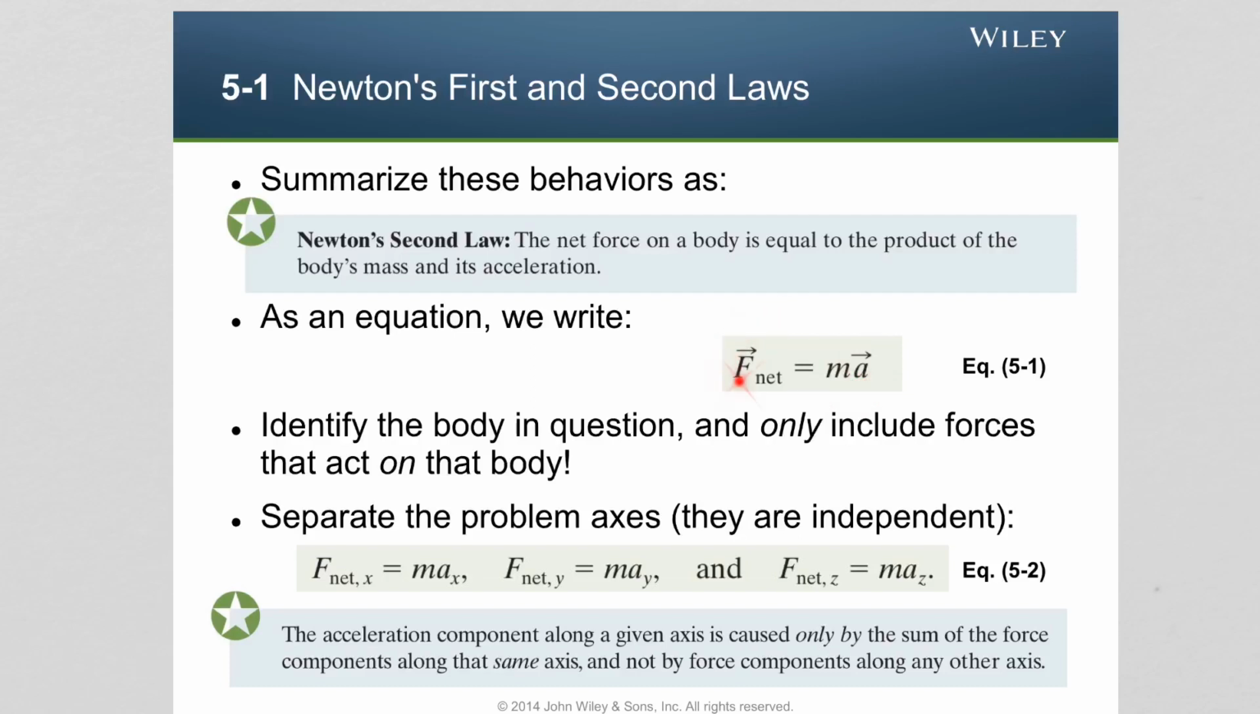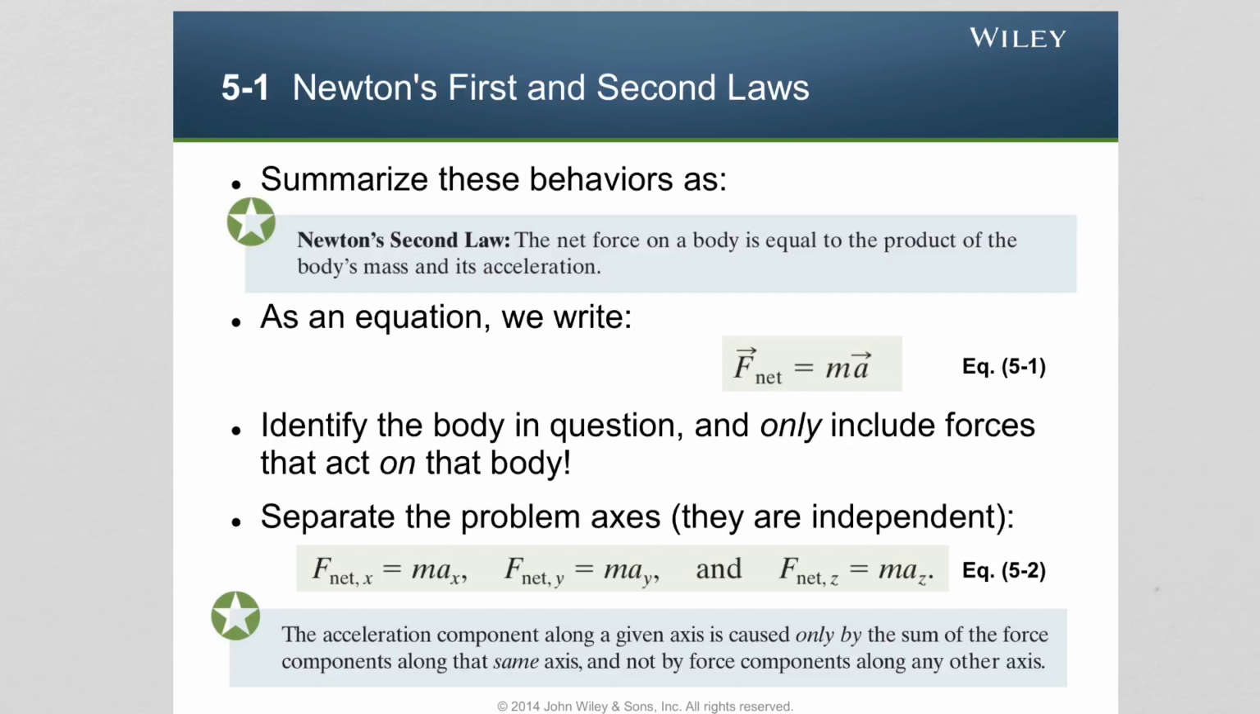Now, since this is a vector equation, in order to actually do calculations with forces and accelerations using the second law, we must rewrite this in component form. And so, in general, this is a three-dimensional vector equation, which means that I can write the net force as the sum of its x, y, and z components. And then on the right-hand side, I can write the acceleration as the sum of its x, y, and z components.